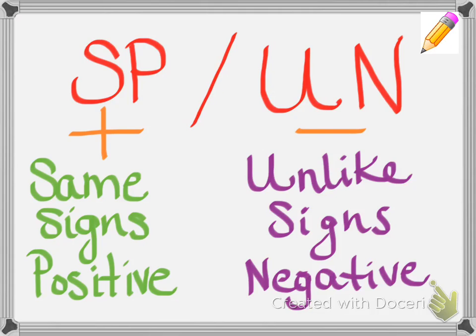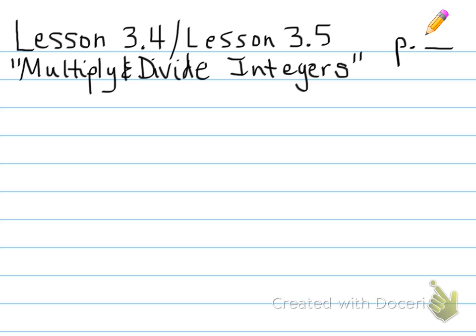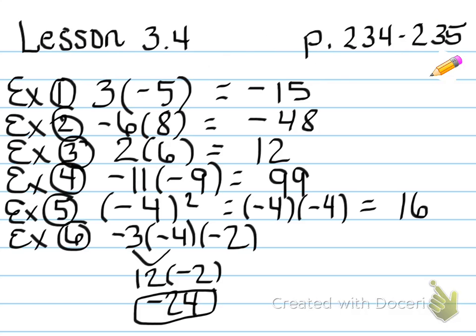Alright, we talked in class the easy spun rule. Same sign, positive answer, unlike signs, negative answer. Make sure you write this in your notes. And remember, your notes should be headed like this. Lesson 3.4/3.5, multiply and divide integers. Page number.